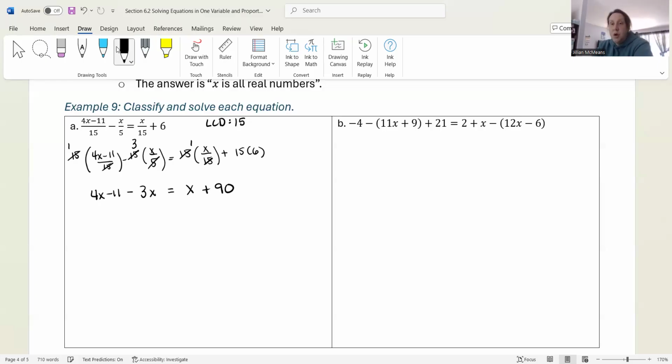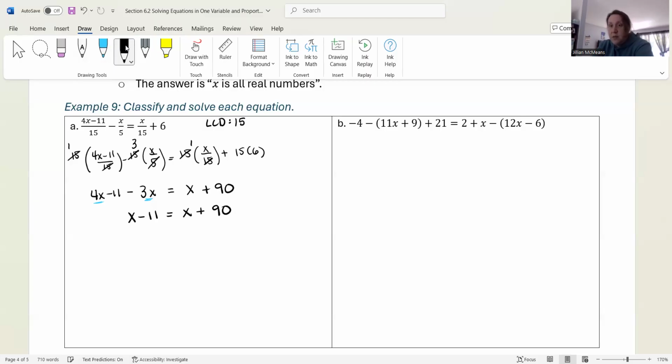Okay? So we do need to clean up the left-hand side a little bit. Notice I have 2 terms that contain variables. I want at most 1 term that contains a variable. So 4x minus 3x leaves me with just 1x. So I would get x minus 11. Let me go back to the black marker. So I get x minus 11 equals x plus 90.